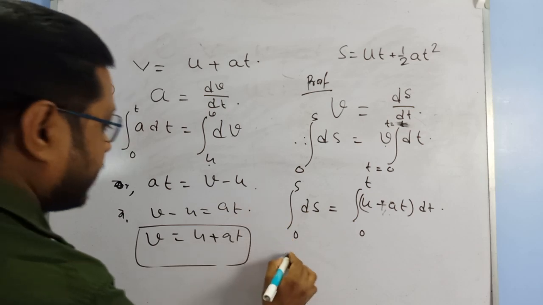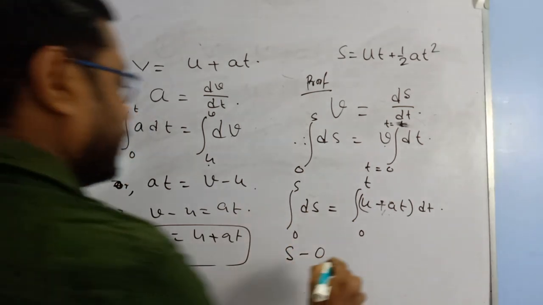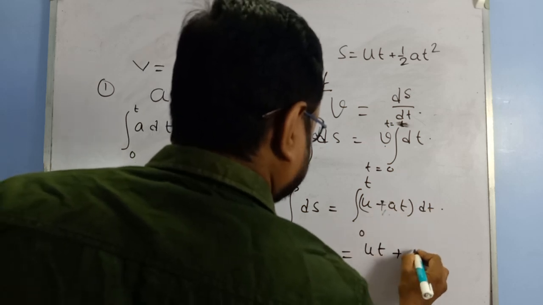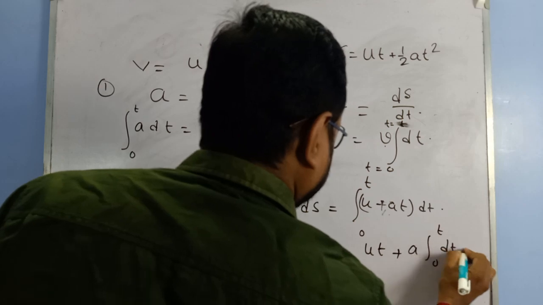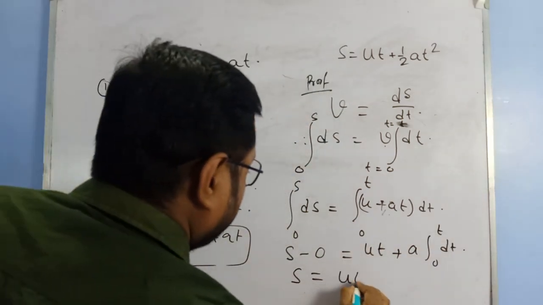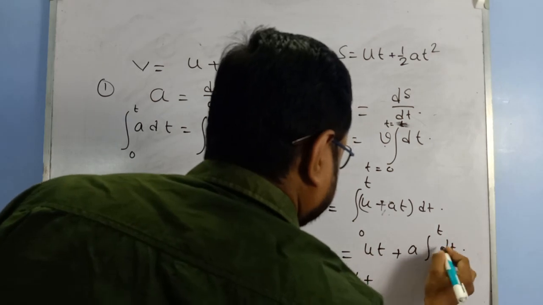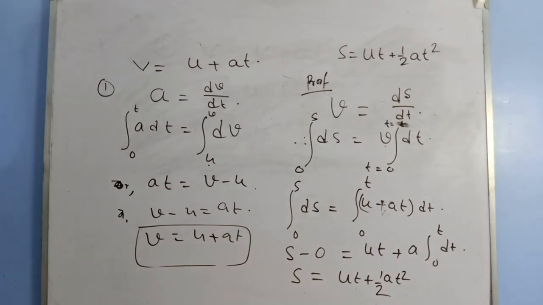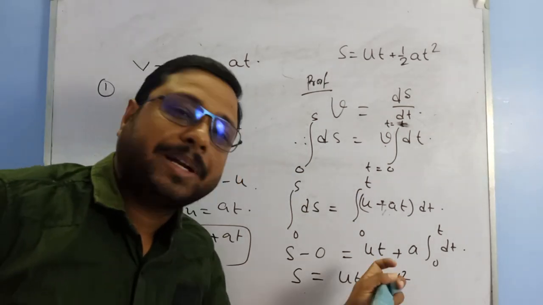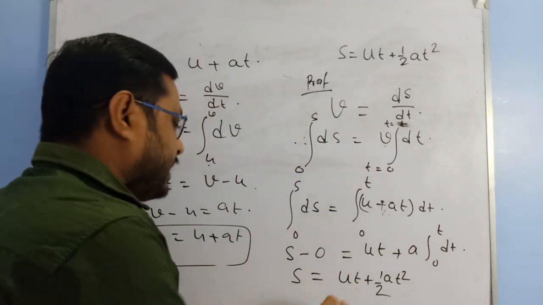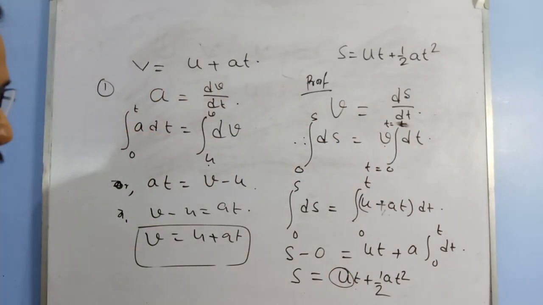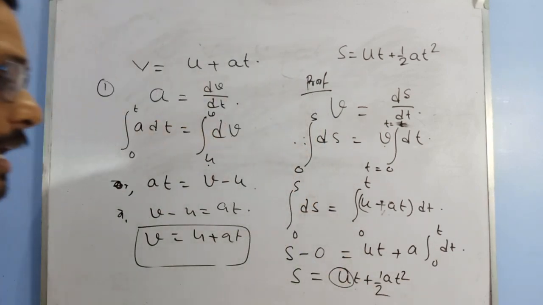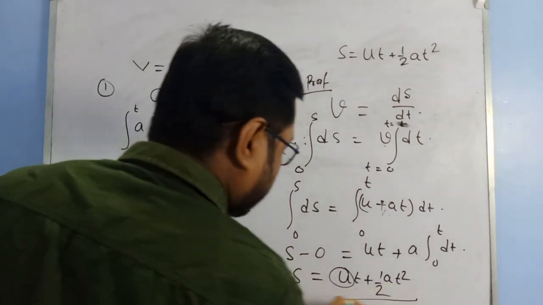So here we get s minus 0, or s, equals integration from 0 to t of u dt, that is ut, plus a times integration from 0 to t of t dt. So we get s equals ut plus at square by 2, that is half at square. So s equals ut plus half at square is the formula if my initial velocity is u and any body moves with uniform acceleration a, where s is the total distance covered in time t.